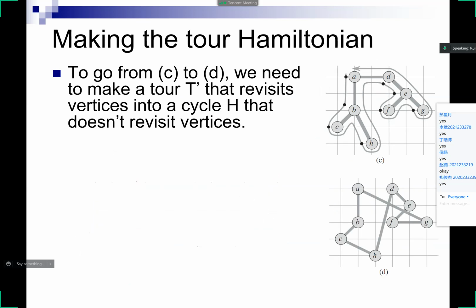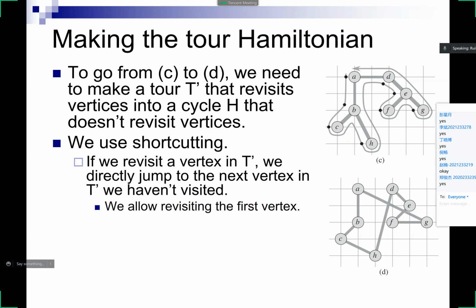Okay, so I just want to talk a bit more about this shortcutting procedure in case it's not that clear. What we're trying to do again is to go from this DFS tour, which can revisit certain vertices, and we just want to make sure that we do not revisit any vertices, because the TSP requires that you do not revisit vertices.